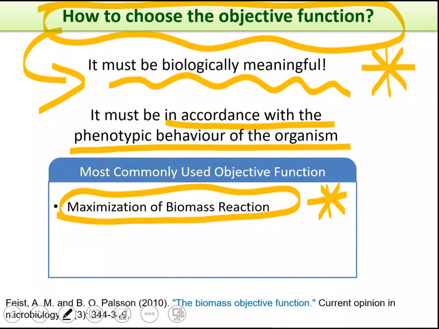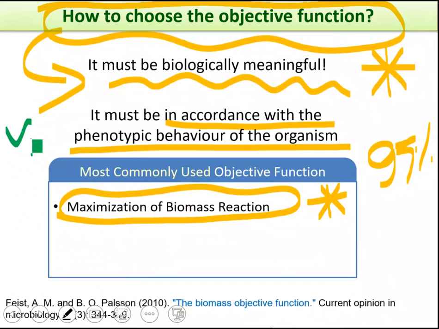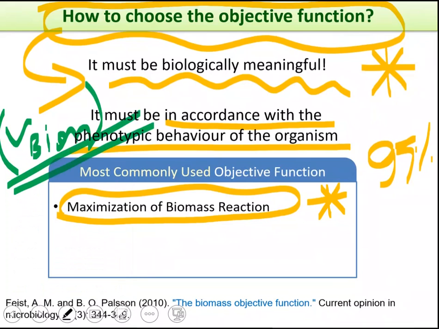If the organism is a microorganism, I think 95% of the papers in literature use biomass maximization. And since biomass is just a single reaction, V biomass, you maximize this. So your objective function is linear, right? It includes a single term, and this term doesn't have any square or something. So that's why most of the works in literature are based on linear programming, because they have this very simple objective function, which is a linear objective function.